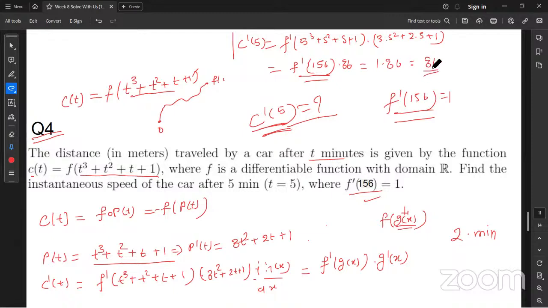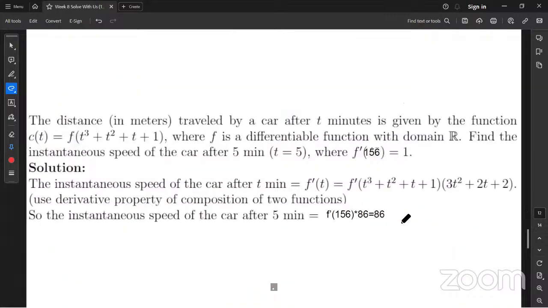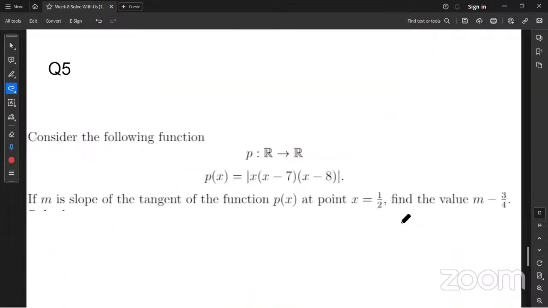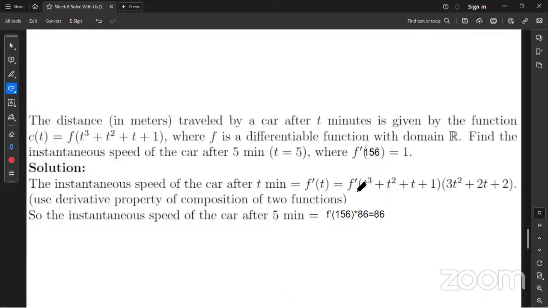Okay? Easy? Yes, sir. So remember this formula as well, that composition one. Any doubt? No, sir. Here we have used it.